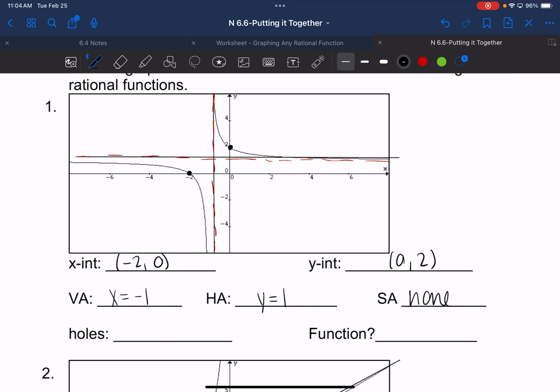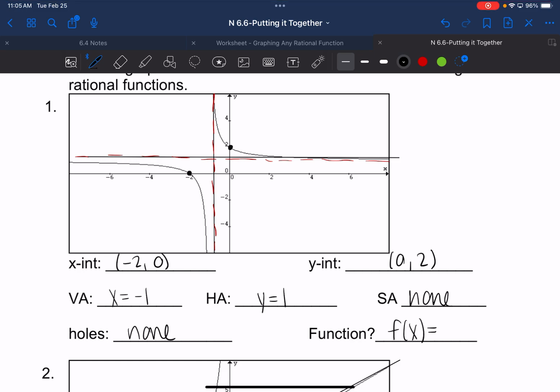Okay. What about any holes? You see any holes on here? No? Okay, so no holes. So they say that should now be enough information for you to write the function, the equation. Okay, so remember your function or your equation starts out with y equals or f of x equals. Okay, and these are always written as fractions, right?